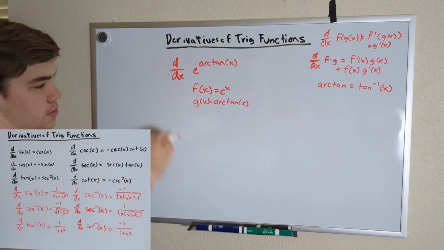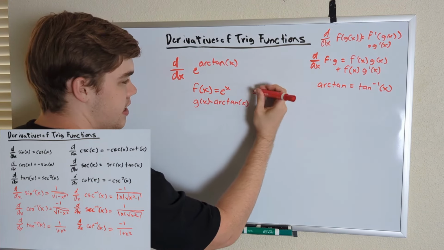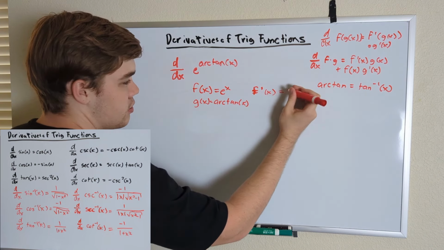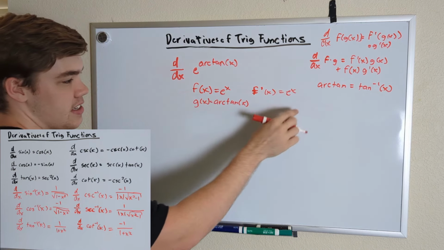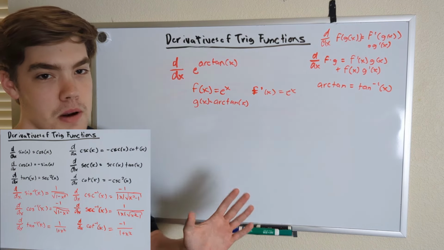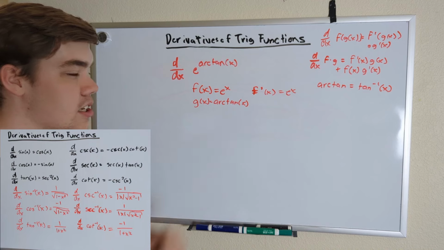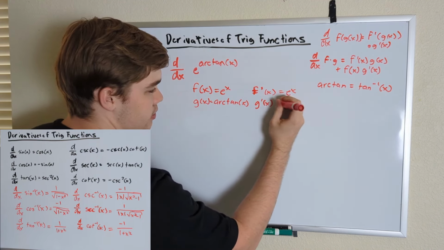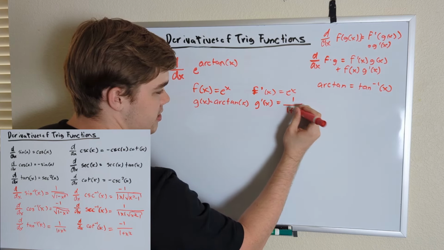Now let's find the derivative for both of these. The derivative, aka f prime of x, is equal to e to the x. The derivative of e to the x is just e to the x, the easiest one to remember by far. And the derivative of arctangent of x, if you remember from earlier, aka g prime of x, is equal to 1 divided by 1 plus x squared.